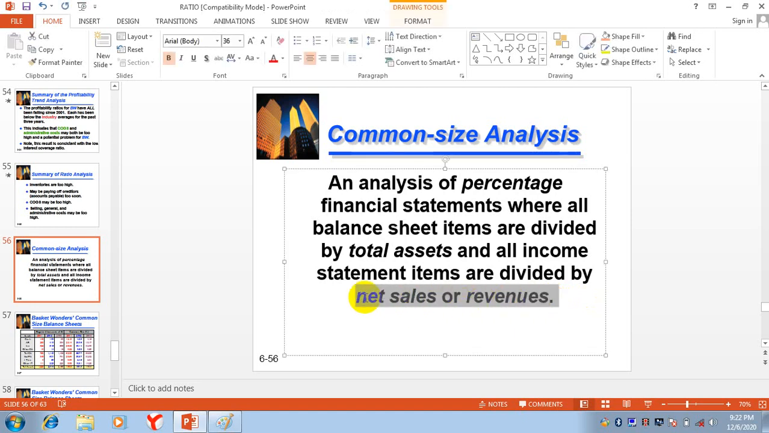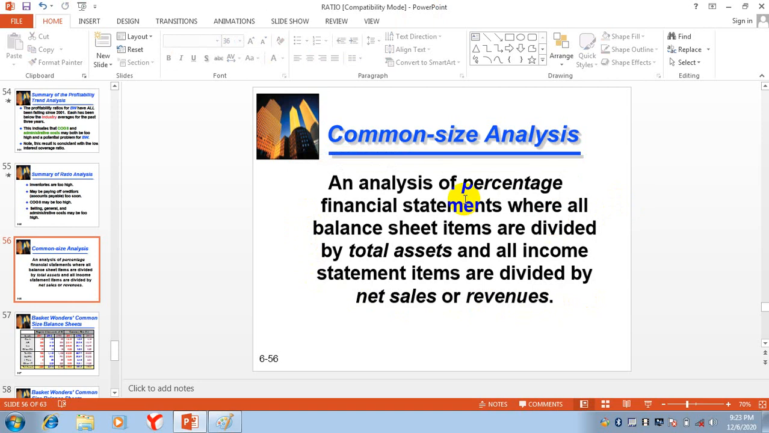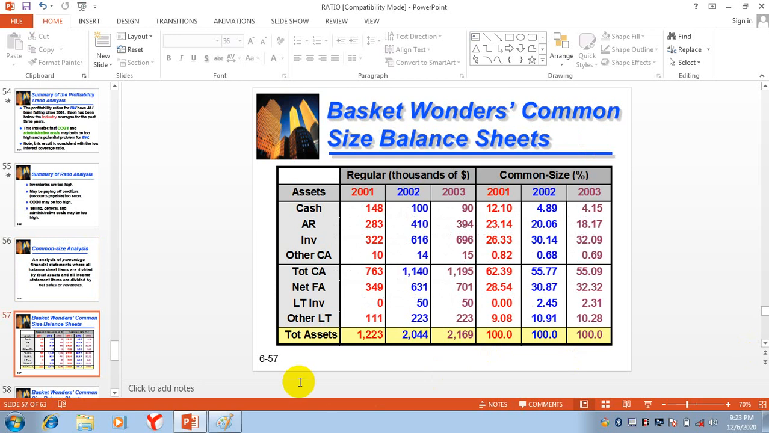Basically, in common size analysis, what are we doing? We are converting all the items of the income statement and balance sheet to percentages. The method of converting these to percentages is that all balance sheet items will be divided by total assets and all income statement items will be divided by net sales or revenue. How? So we will check.